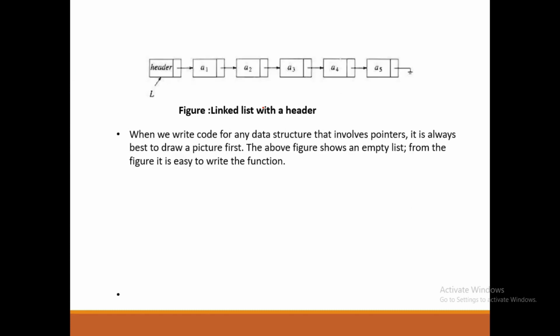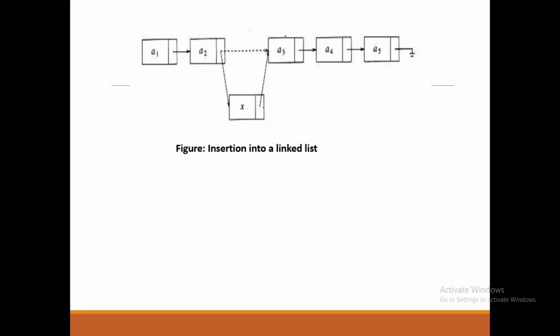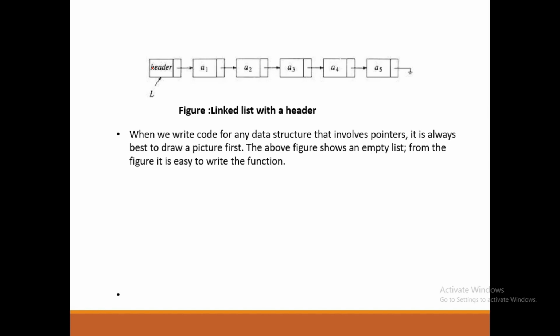So this is the linked list with the header. Look at this linked list. Here we don't have any header, but here we have a header. The purpose of this header is to hold the address of the first node. Here our first node is A1, so the address of this first node will be held by this header node.